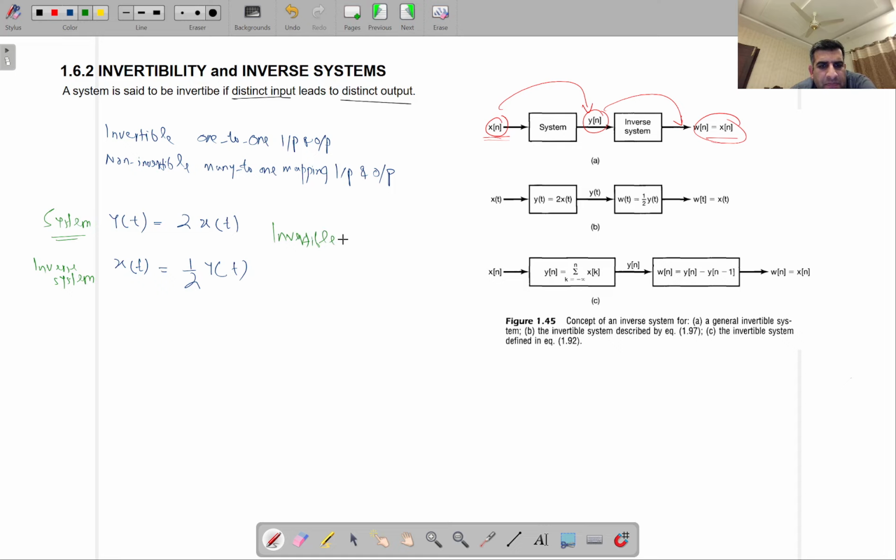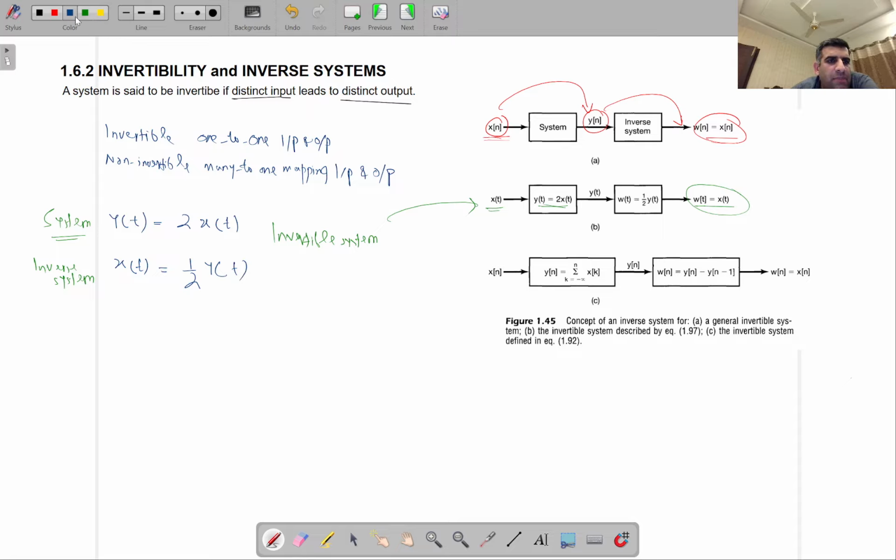It has a unique one-to-one mapping, and here we can say x of t is the input and y of t is the output. This is the system equation. And if y of t is given to the inverse system, whose expression is written over here, 1 by 2 times y of t, then you end up getting back the input again, which was this one. So yes, this is an invertible system.